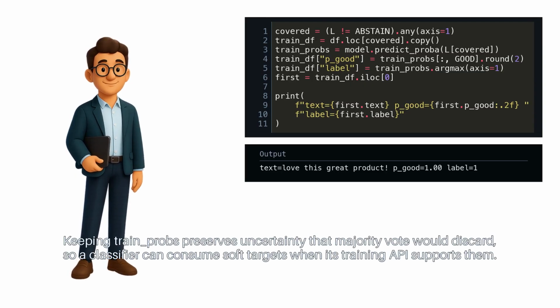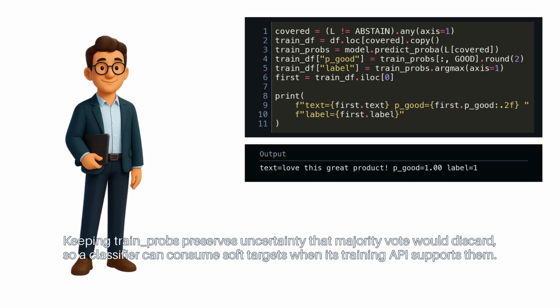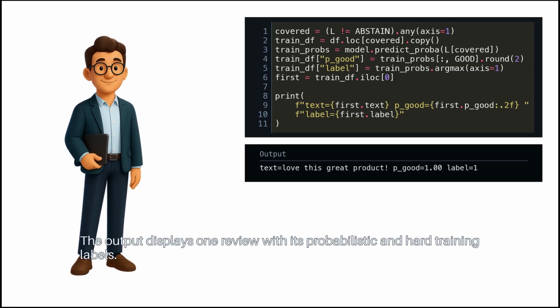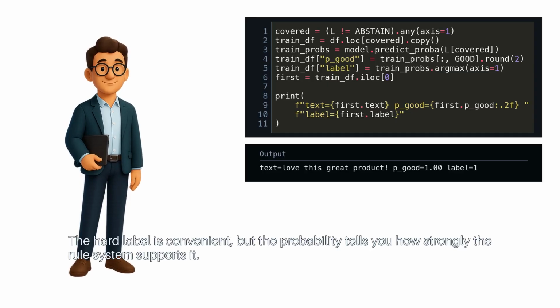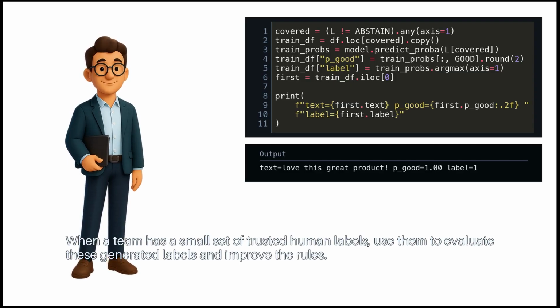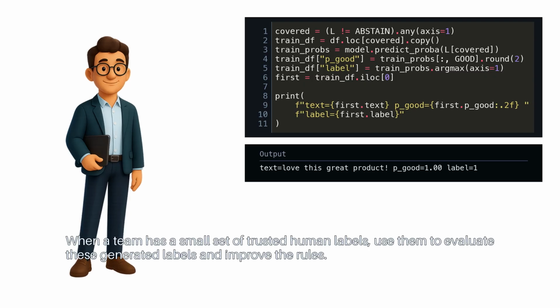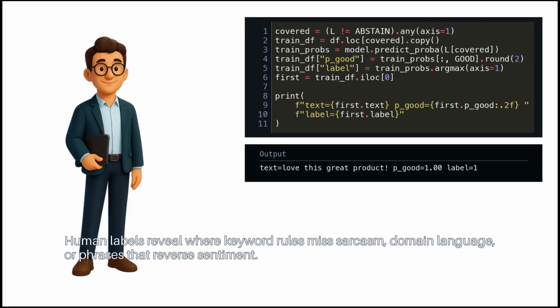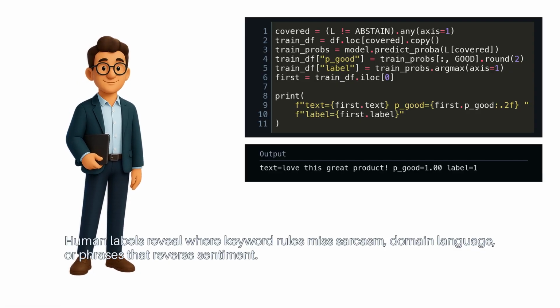Keeping train_probs preserves uncertainty that majority vote would discard, so a classifier can consume soft targets when its training API supports them. The output displays one review with its probabilistic and hard training labels. The hard label is convenient, but the probability tells you how strongly the rule system supports it. When a team has a small set of trusted human labels, use them to evaluate these generated labels and improve the rules. Human labels reveal where keyword rules miss sarcasm, domain language, or phrases that reverse sentiment.